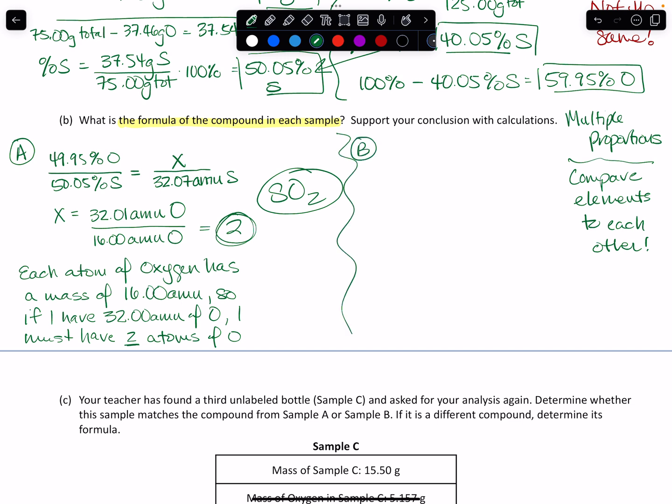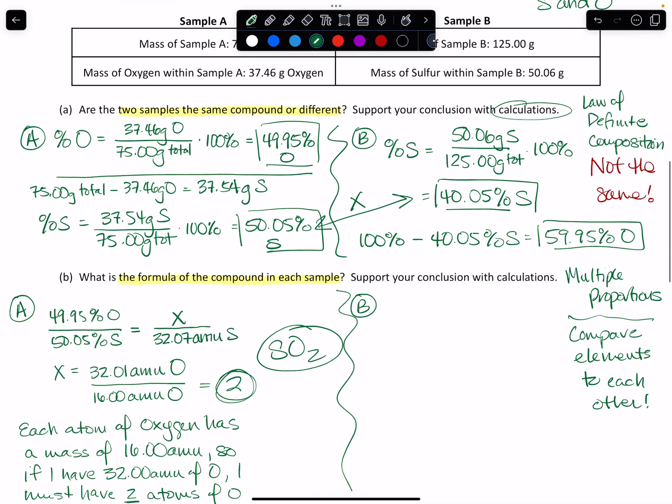I'm going to do B a little bit differently. Instead of using the percentages, I'm going to use the mass values. I know that I have 50.06 grams of sulfur in this sample, and if I use the law of conservation of mass, I can subtract that amount from the 125, and that will tell me the mass of oxygen, which turns out to be 74.94 grams of oxygen.